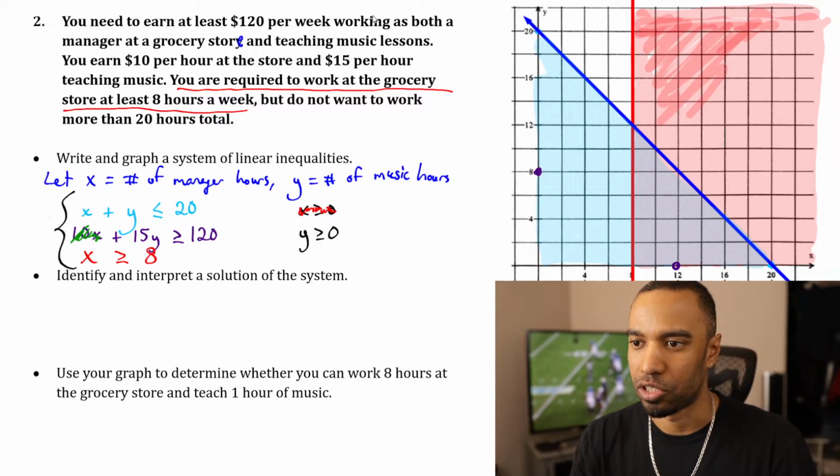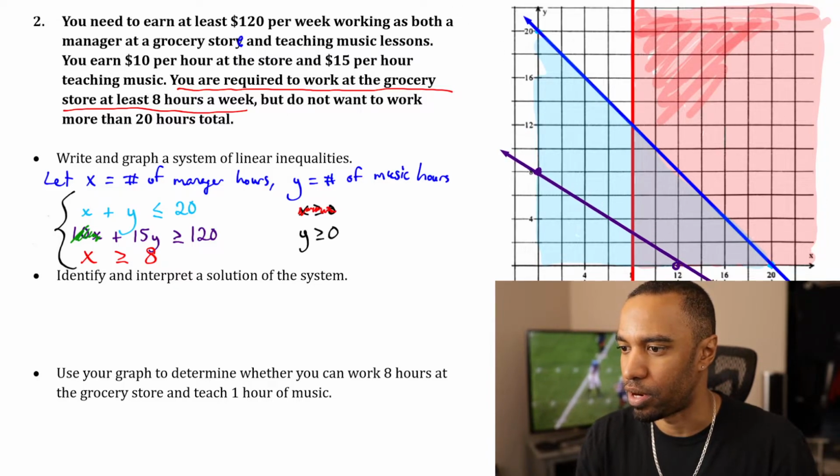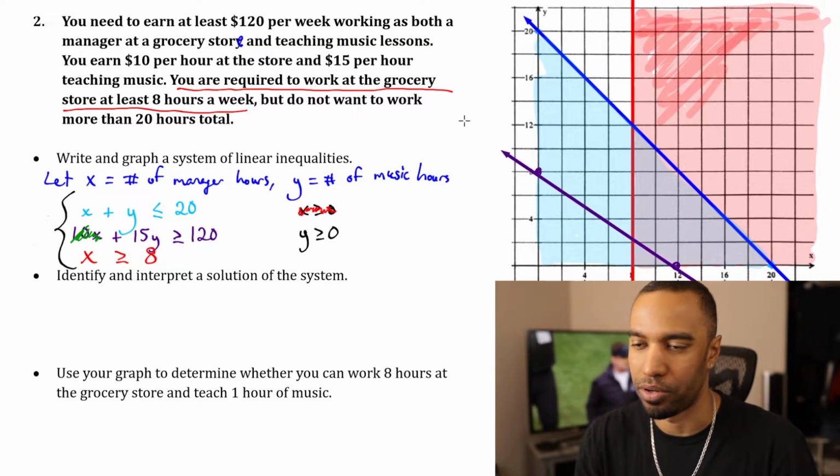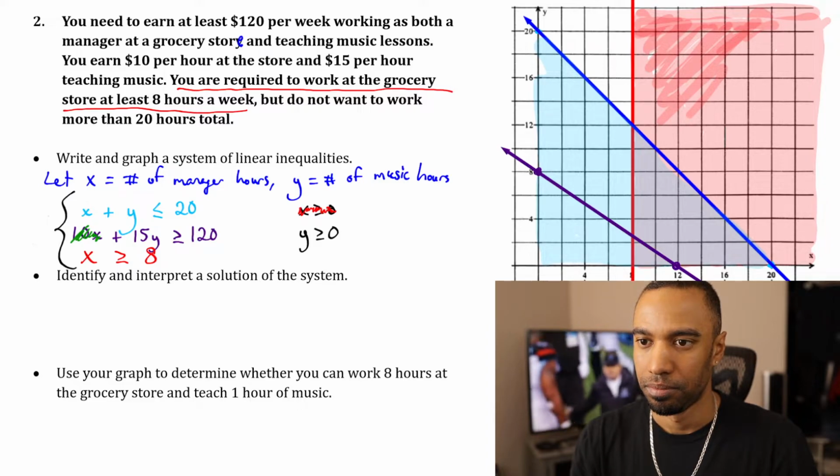2 points make a line. Let's go ahead and connect those dots. And then I'm going to be shading, I assume above here. It does say greater than or equal to. 0 is not greater than or equal to 120. So I'm going to shade above this line right here.